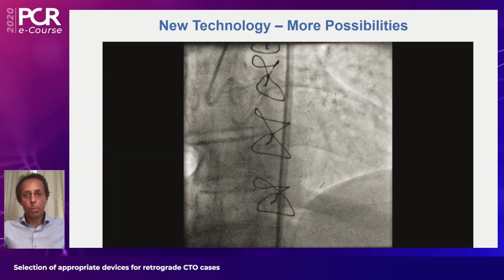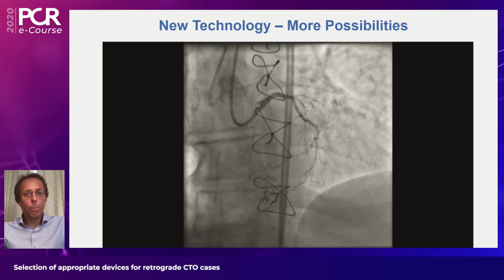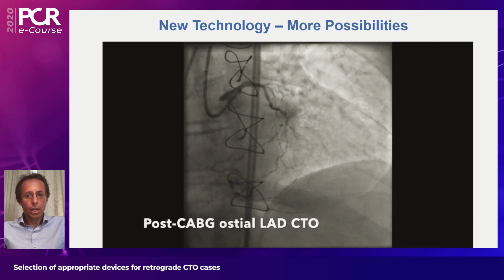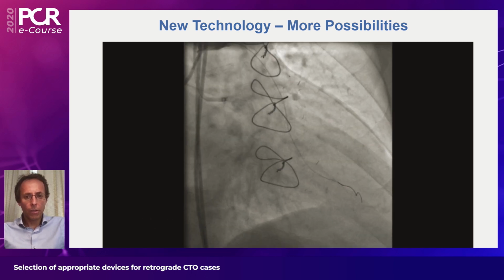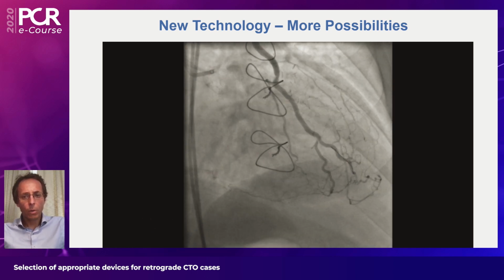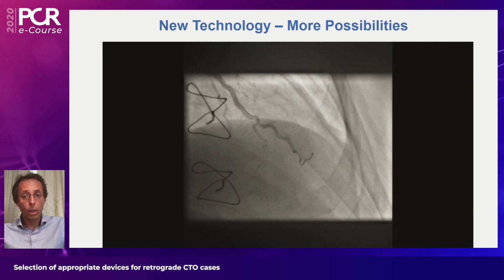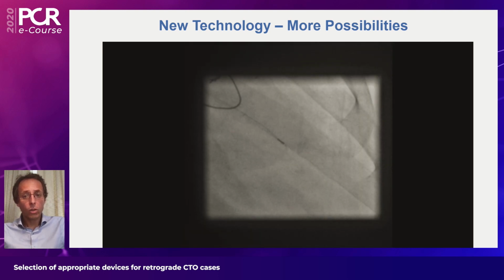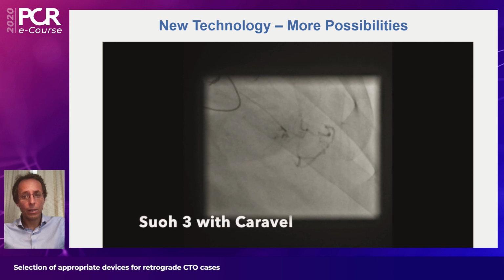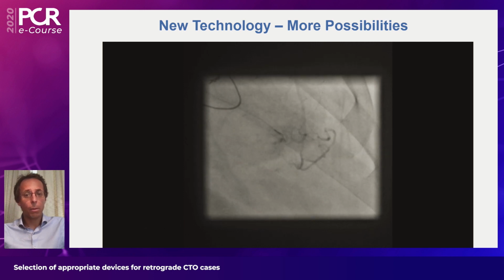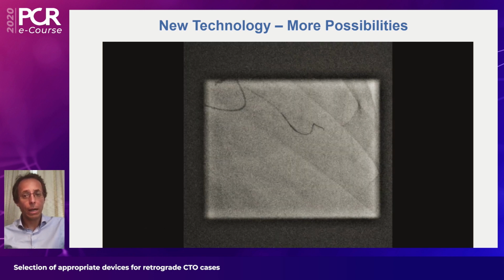Another example is here a Boss CABG case. Actually, it was done, I think, in Riga. There was a Boss CABG patient where I was invited, with a LAD occlusion. And here you can also see a very, very tortuous epicardial connection. And again, the setup for SUOCEROID-free with the Caravel.